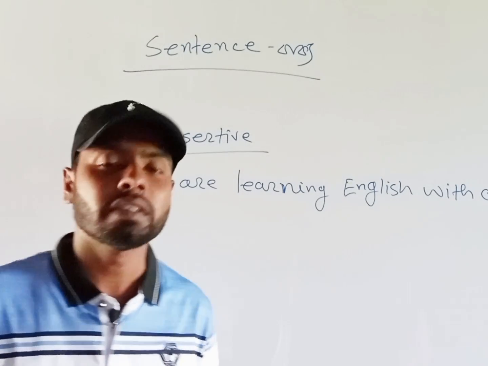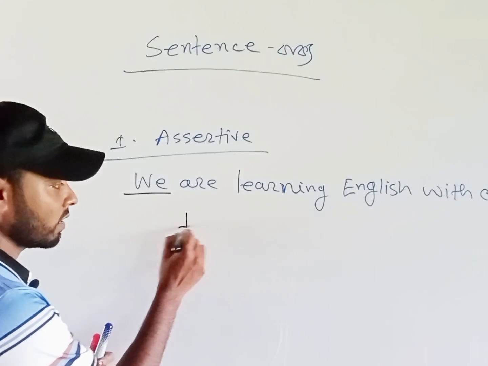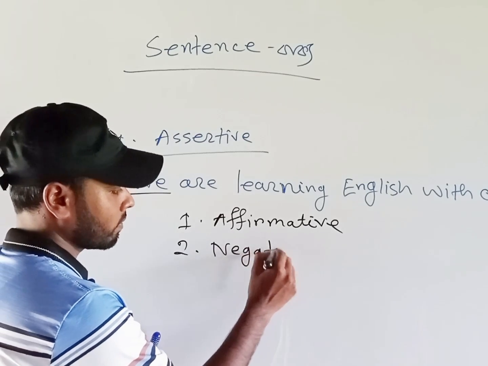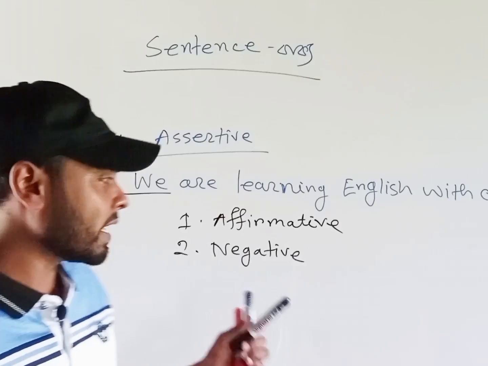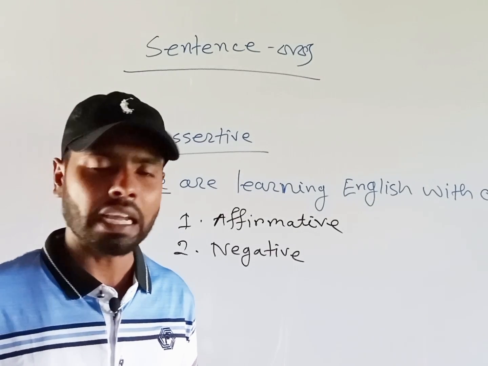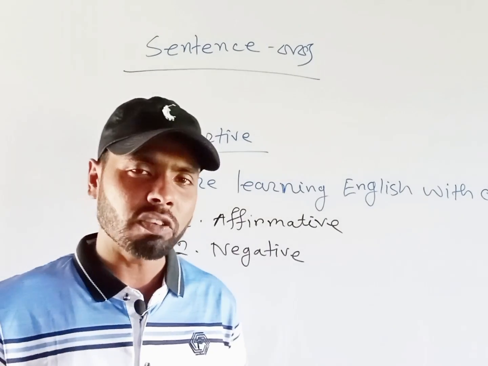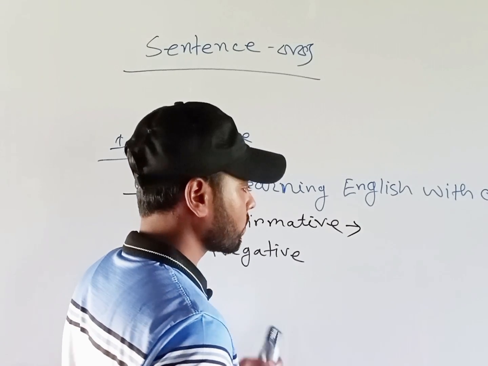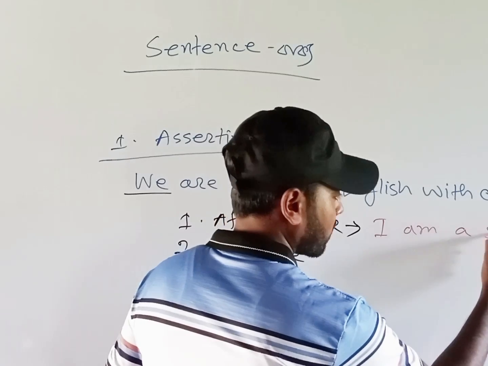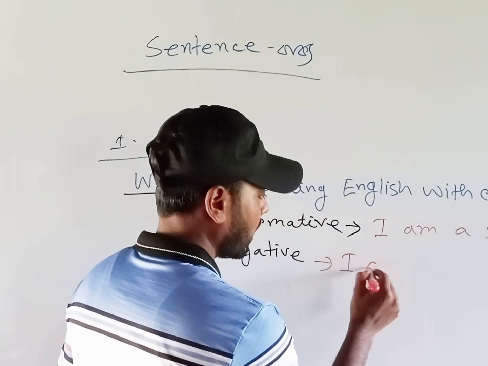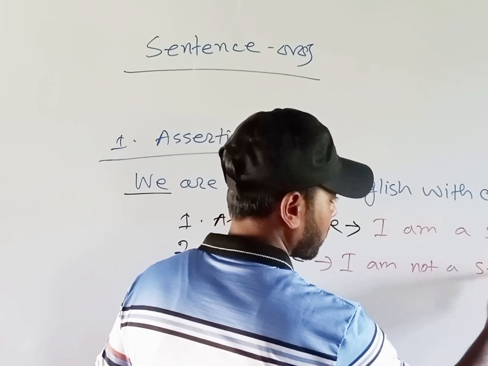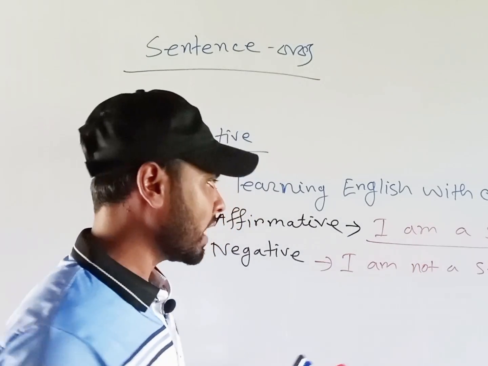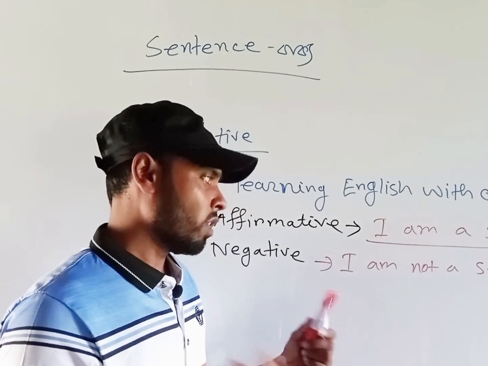How many kinds of assertive sentence? We know that there are 2 kinds of assertive sentence. Number 1, affirmative. And number 2, negative. An affirmative sentence is a sentence which accepts something about any person, thing, place, etc. And a negative sentence is a sentence which doesn't accept anything about any person, thing, place, etc. For example, I am a student, and I am not a student. The first sentence is affirmative because we accept that we are a student, but in the second sentence we deny that we are a student.